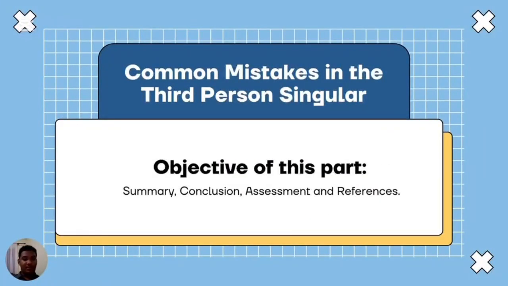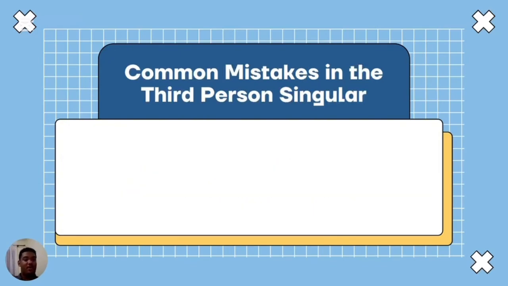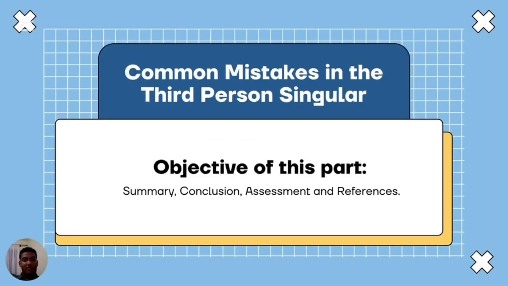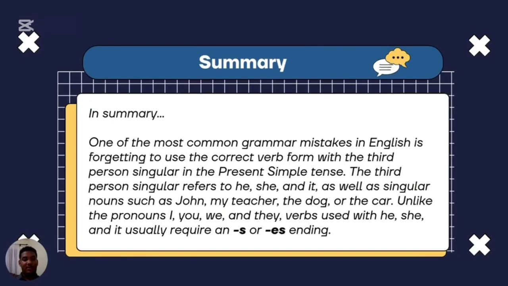Okay, guys, we're going to continue with the last part of this video, and we're going to work with common mistakes in the third person singular. This part includes the summary, the conclusion, and the sentences. In summary, one of the most common grammar mistakes in English is forgetting to use the correct verb form with the third person singular in the present simple tense.